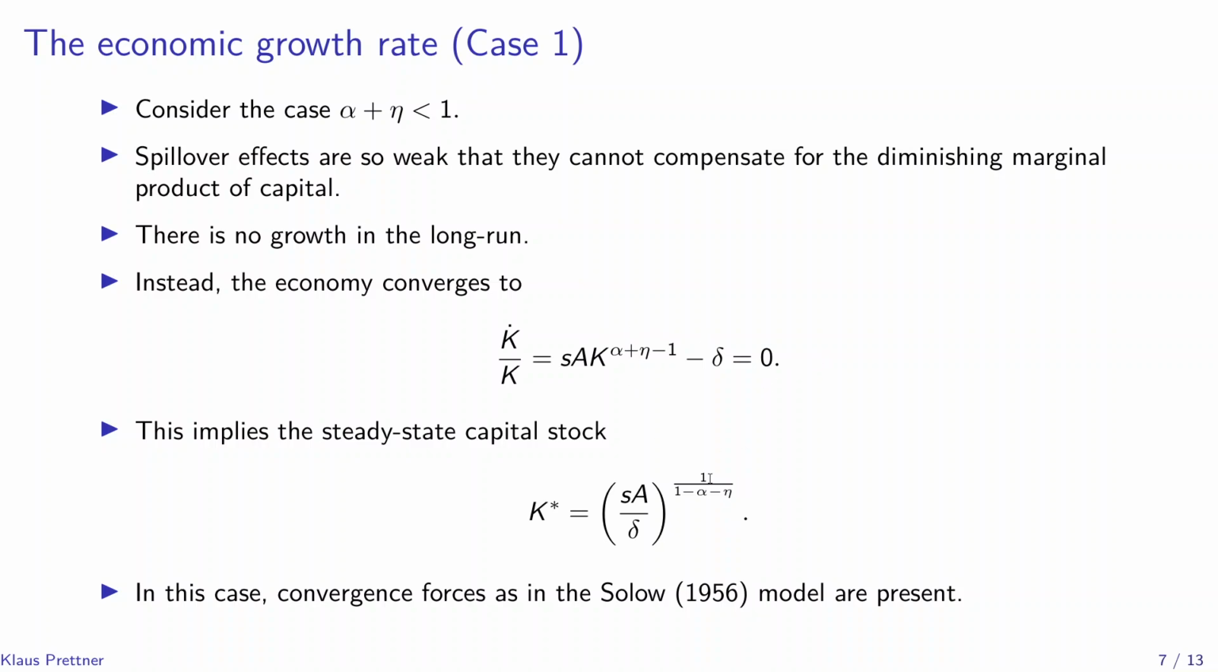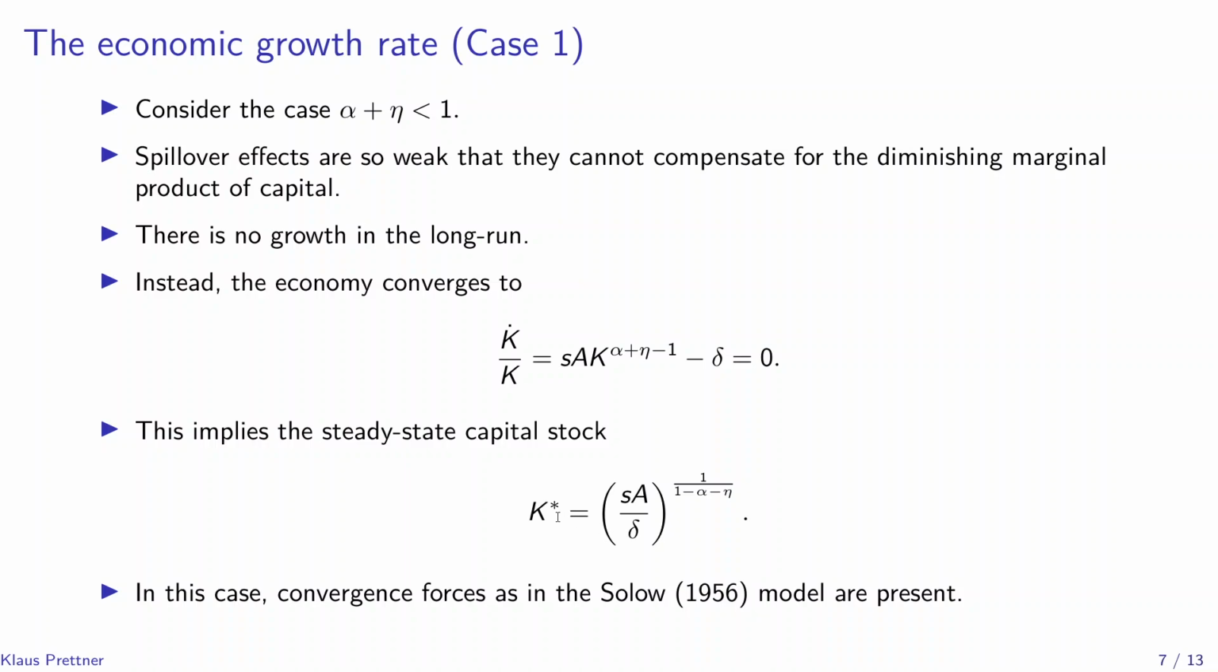And then to get rid of the exponent, we raise this to the power of 1 over alpha plus eta minus 1. And then we just swap numerator and denominator and multiply the exponent by minus 1. These two operations offset each other, and then we get the steady state capital stock for this case as a positive function of the saving rate and a negative function of the rate of depreciation, as it is in the standard Solow model. So in this case we would have a steady state solution as in the Solow model. No long run economic growth is possible, and we would have convergence forces as in the Solow model.